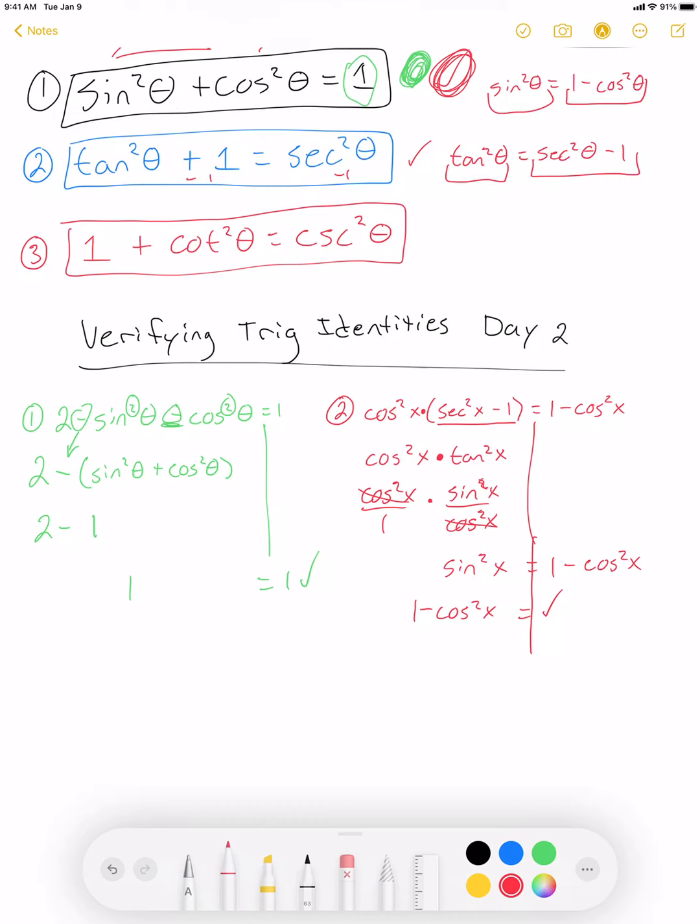So a lot of this I know can be challenging, but first step, if you're only multiplying, look to change everything in terms of sine and cosine. Second step, or second thing to look for, is if you see these cosine squareds or secant squareds or anything squared, look at your original 3 Pythagorean identities to try to help manipulate and change that to be something that is more useful.